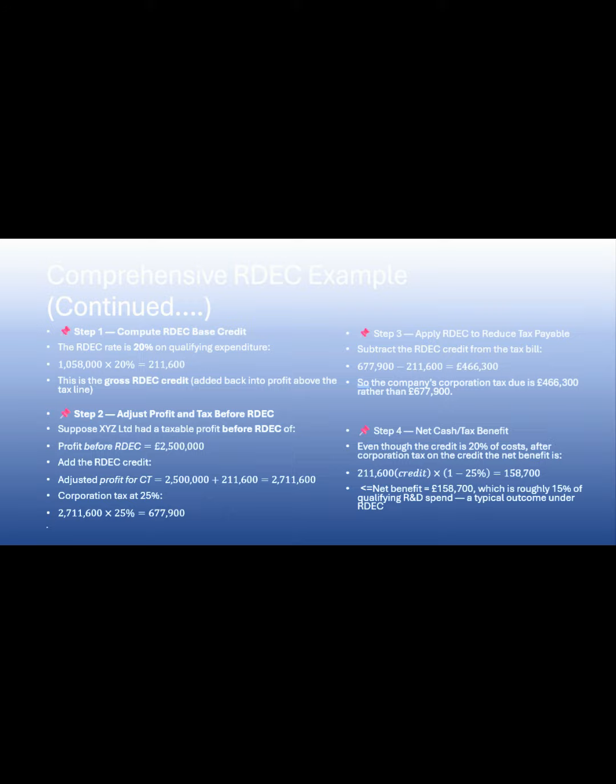466,300. So even though the credit is 20% of cost, after corporation tax your credit is 158,700, and that's correct, right? Just think: this 211,600 credit you have added to your income and calculated tax on that. And now when you are reducing your tax liabilities, you are considering the gross RDEC. So you have already calculated the 25% tax on this, and then again you are reducing this from your tax liability. So your net benefit after tax is 75% of the RDEC, that is 158,700. That is roughly 15% of qualifying R&D spend.